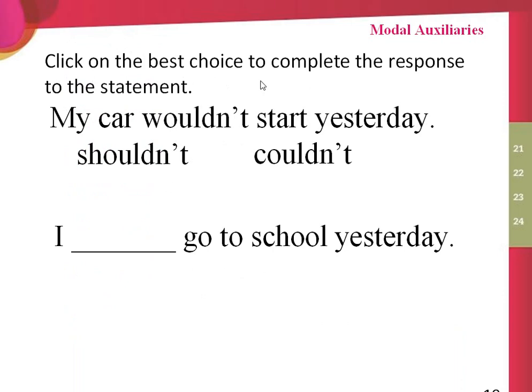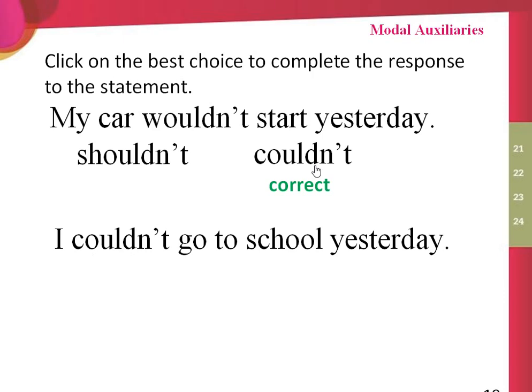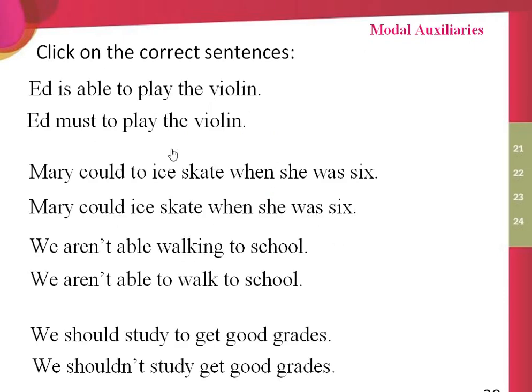I would like you to help me choose the best answer for the statement. The sentence here, my car wouldn't start yesterday. And the second sentence, I go to school yesterday. Which one is it? Shouldn't or couldn't? Because my car wouldn't start yesterday, would you use shouldn't or couldn't? So the correct one is I couldn't. Because my car wouldn't start yesterday, I couldn't go to school.